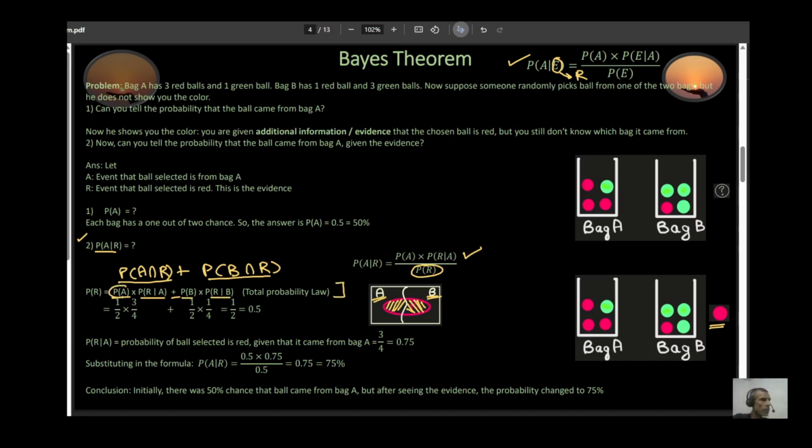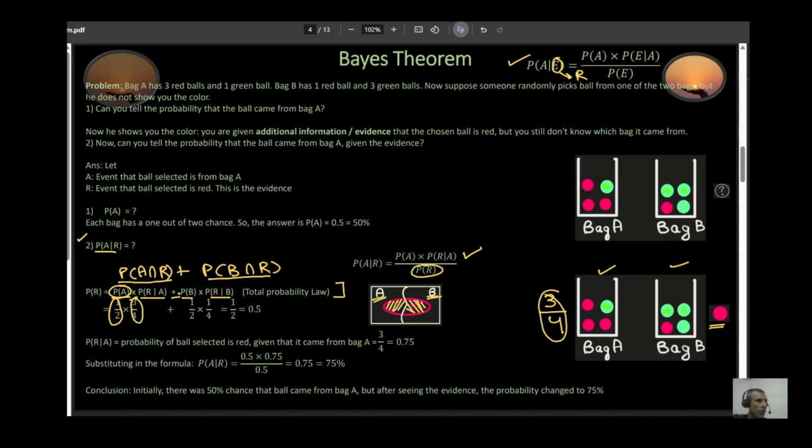So probability of A, what is the probability that the ball comes from bag A? Well, there are only two bags, bag A and bag B. So the probability that it comes from bag A is going to be 1/2. So this is how I come with 1/2. Now let's look at this one, probability of R given A. In other words, the probability that the ball is red given that it comes from the bag A, which is right here. Now, how many red balls do you see? There are 3 red balls. And how many total balls are there? 4. So the answer is 3 over 4. So this is how I got 3 over 4 over here.